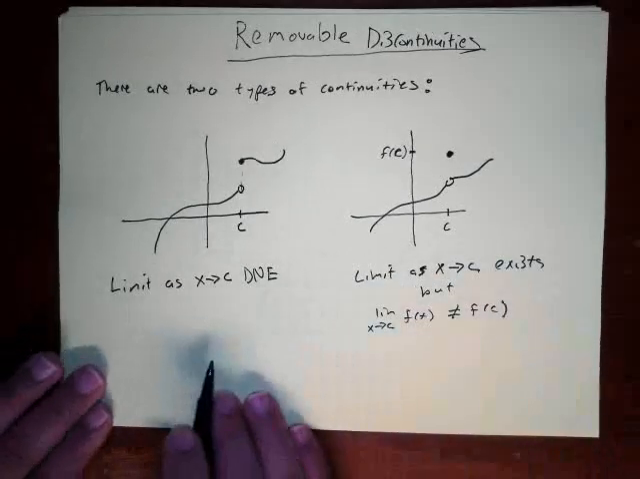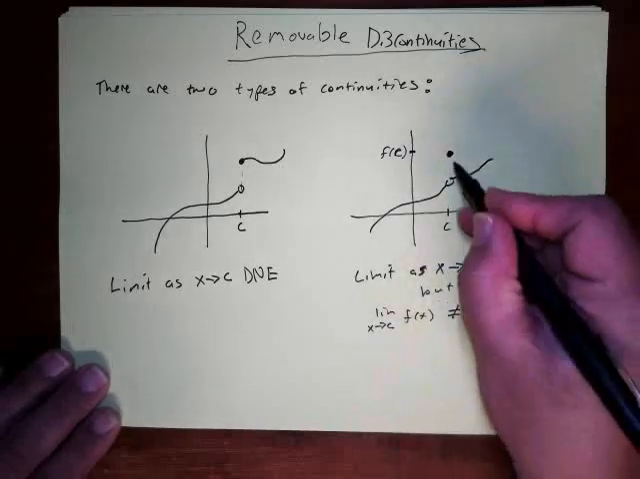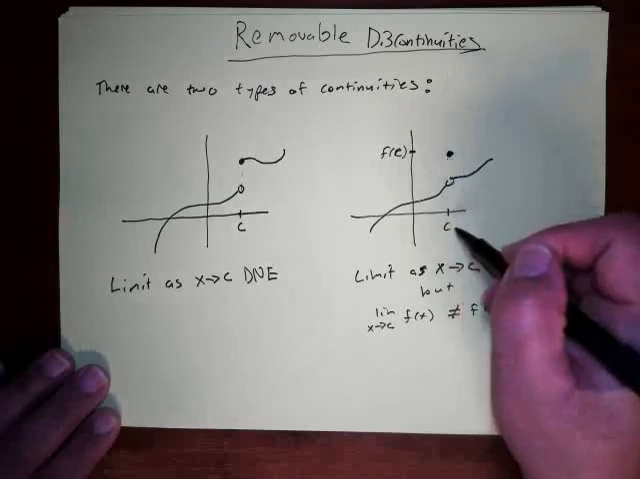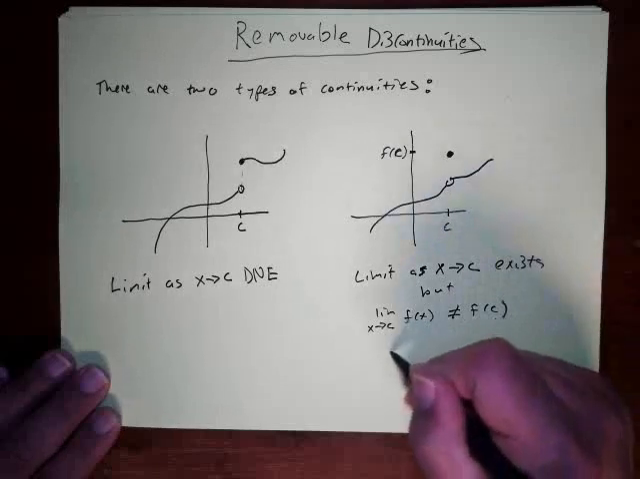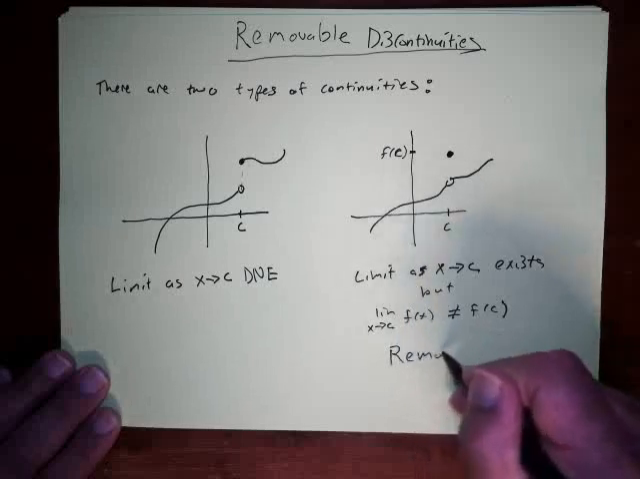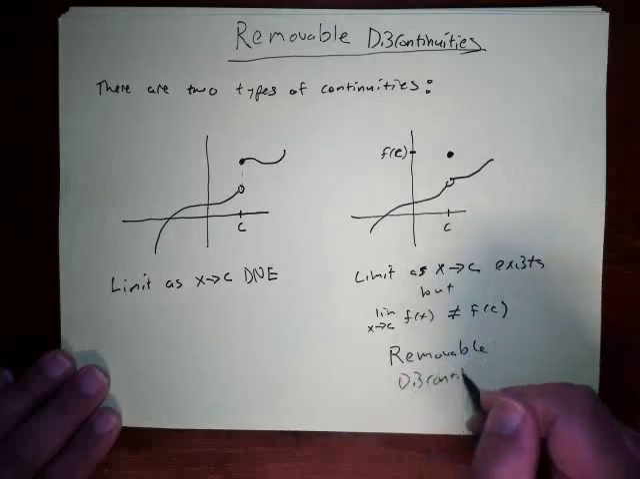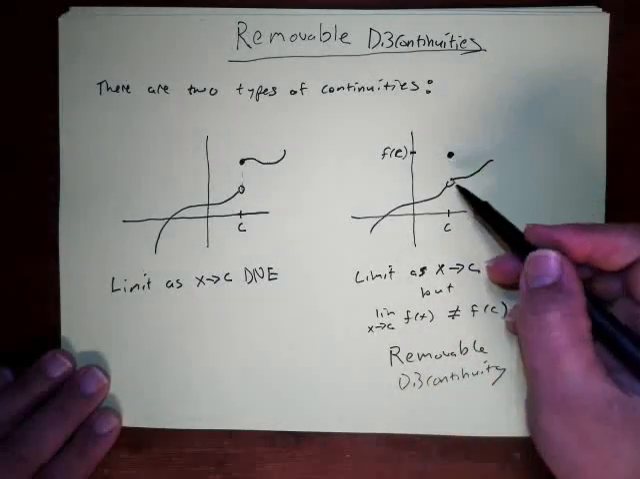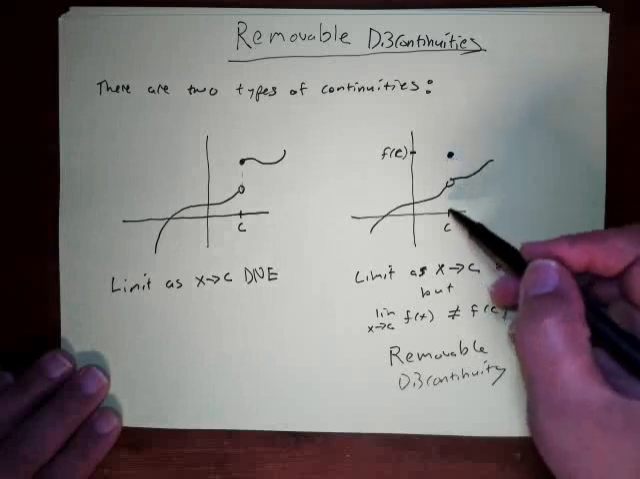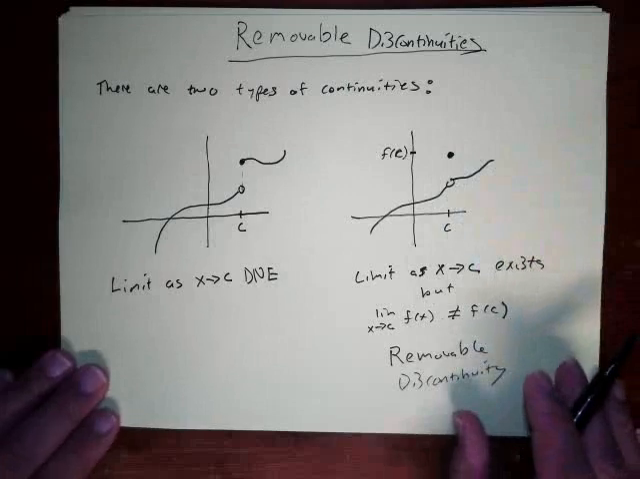Or it could be that the two don't equal one another. Well, notice here that this could easily be fixed. All I need to do is redefine f at C to equal the limit as x approaches C. In that sense, I can remove the discontinuity. So this is a removable discontinuity. It's removable because I can redefine f at that one single point and plug in the hole so that f is now continuous at C.